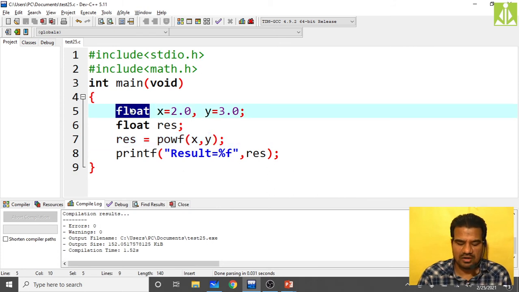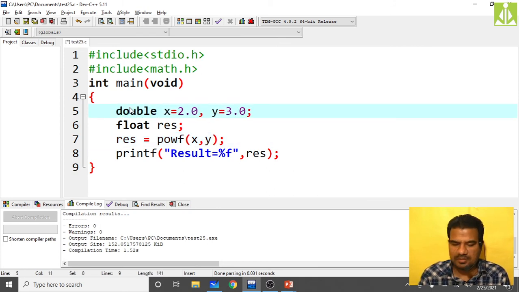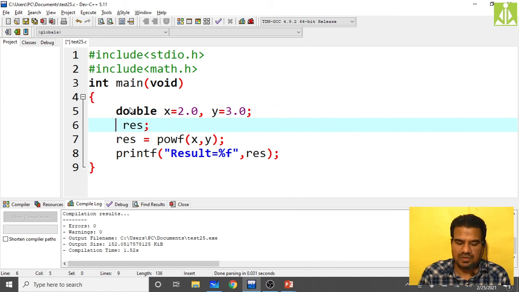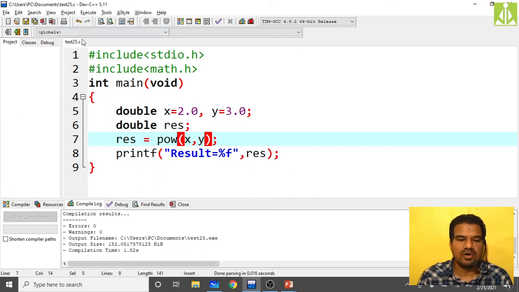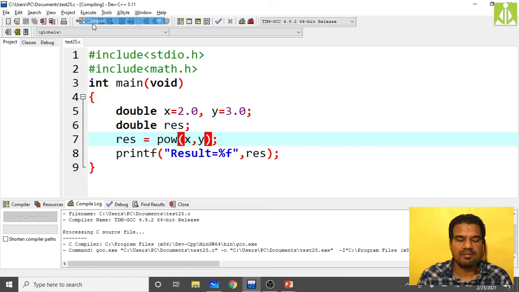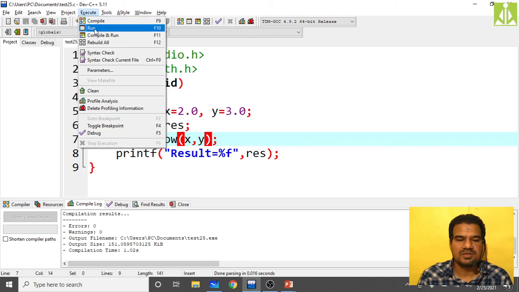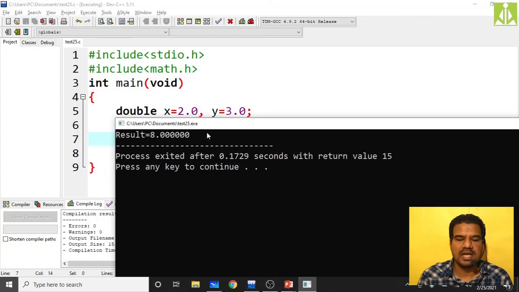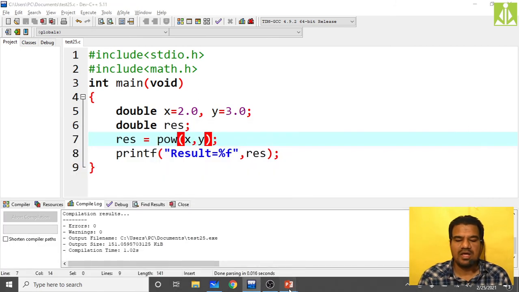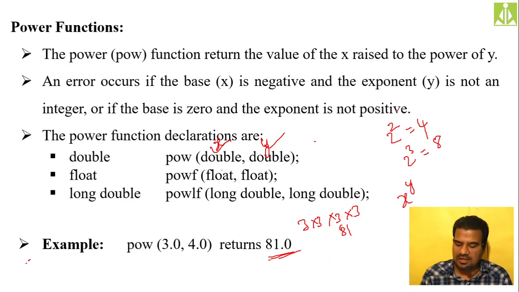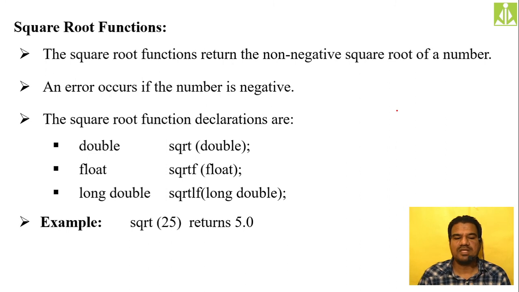So if you take double over here and double over here also, then no need to take this f over here. Simply put POW, it will give you the result. Compile, it is successful, then run, you can see 8.0. Likewise the power function will work. It is very simple to understand. Power function. Then we have the square root function.